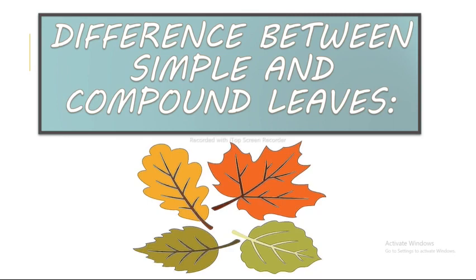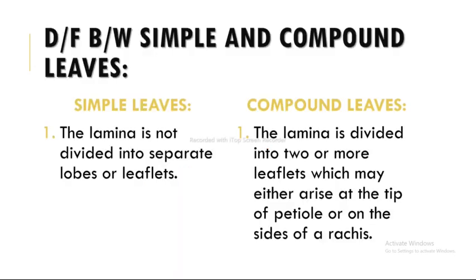Next, I am going to discuss the difference between simple and compound leaves. First, I will discuss the simple leaves and then the compound leaves. In simple leaves, the lamina is not divided into separate lobes or leaflets. But in compound leaves, the lamina is divided into two or more leaflets, which may arise either at the tip of the petiole or on the sides of the rachis.